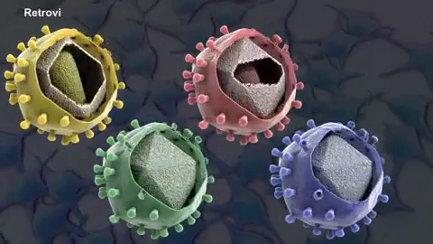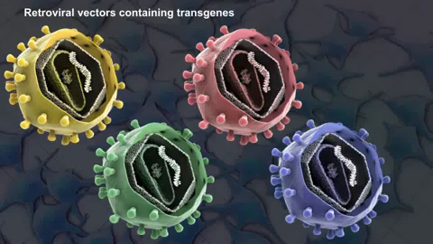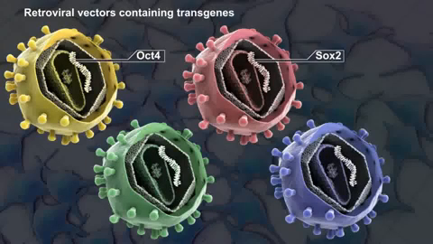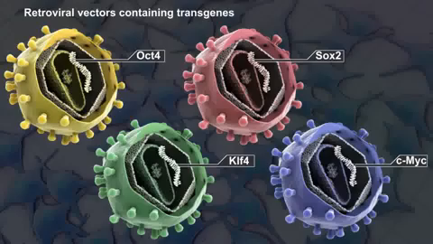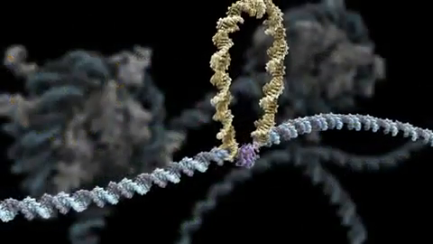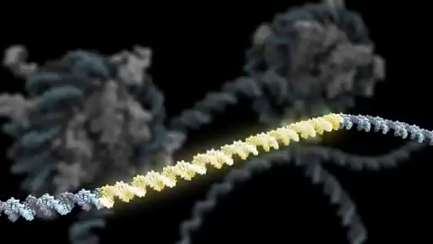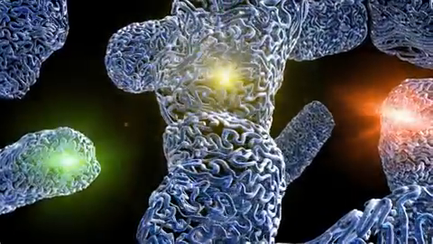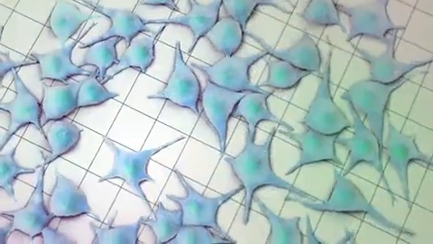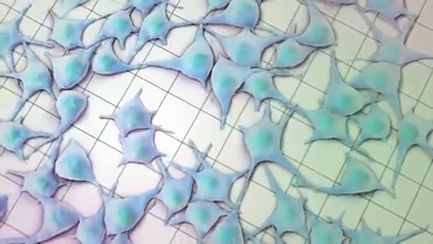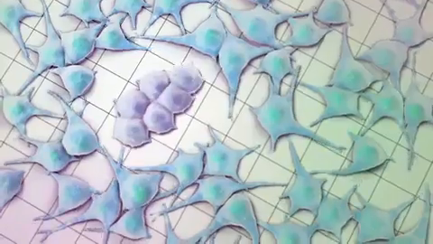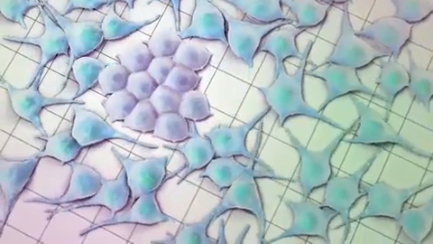The Yamanaka group utilized retroviral vectors as the method to deliver the transgenes encoding the four reprogramming factors OCT4, SOX2, KLF4, and CMYC. The retroviral vectors deliver the four transgenes into the cells. The transgenes are then integrated into the host's genome, thereby permitting long-term gene expression. Amazingly, when the four transgenes are co-expressed in the same somatic cell, the differentiated cell is reprogrammed into a pluripotent-like state.